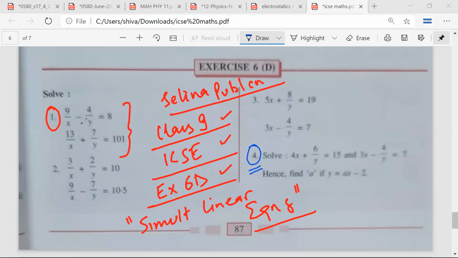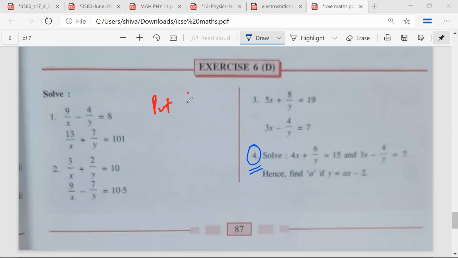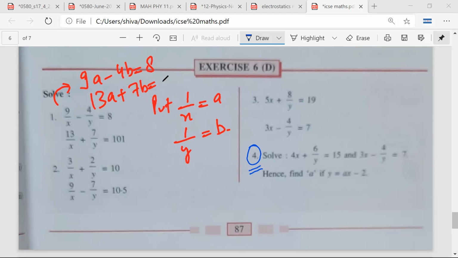Basically, you have 1 upon x and 1 upon y. So, the easiest way to tackle these questions is to put 1 upon x is equal to a, put 1 upon y is equal to b, so that this equation reduces to 9a minus 4b is equal to 8 and 13a plus 7b is equal to 101.